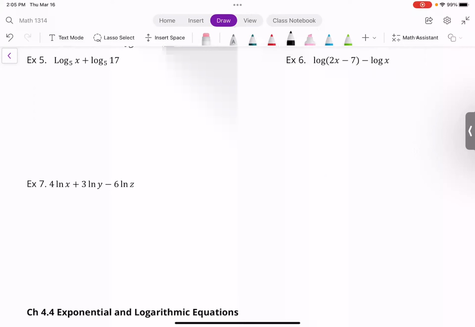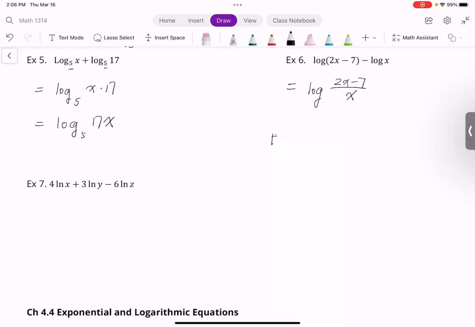Oh, we need to combine two logs. If they have the same base, yes, they have the same base, log base 5. So I can combine them: log base 5, then inside is multiplication, x times 17. We can also say bring the 17 in front, 17x. Number 6, here is subtraction, inside of the log is division. If they have the same base, the base is 10, so we have 2x minus 7 on the top, x at the bottom.